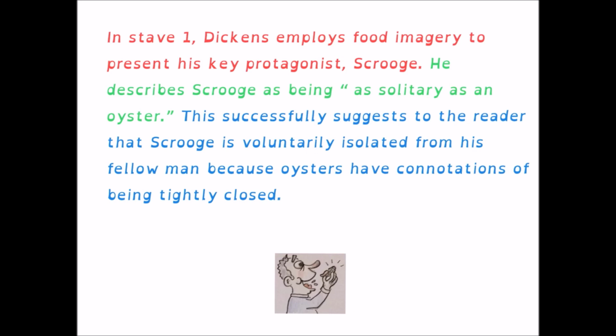Adding to my paragraph now, I've woven in the explanation, the stuff in blue. This is where I'm suggesting what the meaning or the significance of that food-based evidence is. I've mentioned the reader, this successfully suggests the reader, because with Edexcel you always have to specify explicitly the effect on the reader. I'm thinking, of course, about the significance or meaning of that evidence. And I've said that it captures the idea that Scrooge is isolated. Then I've got that word because, and I love the word because.